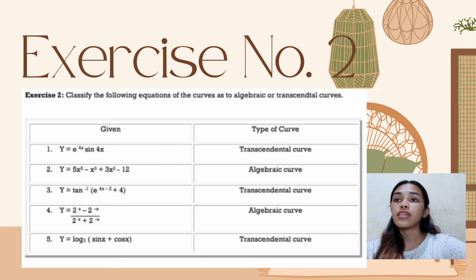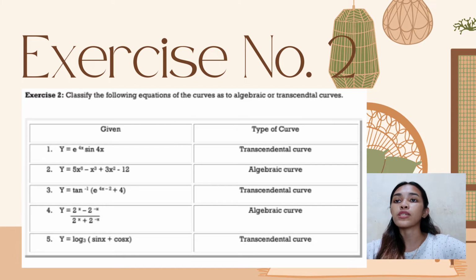The next one is y is equals to arctan Euler to the power of 4x minus 2 plus 4 is a transcendental curve.